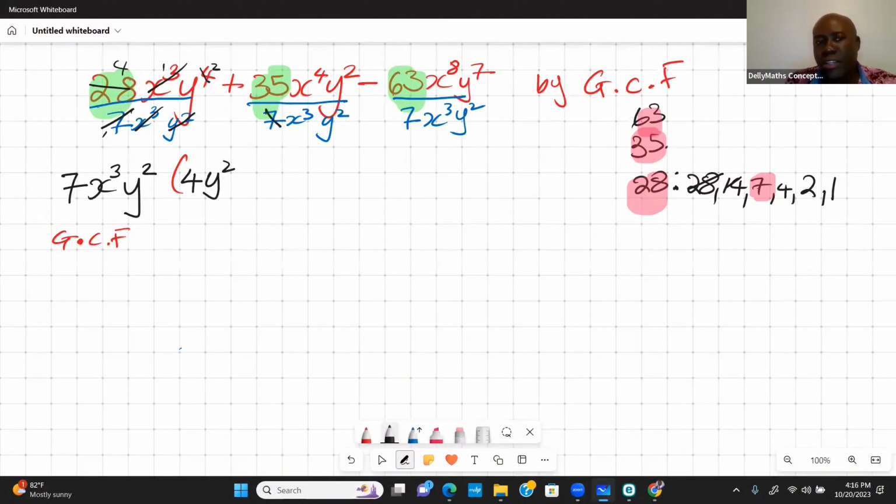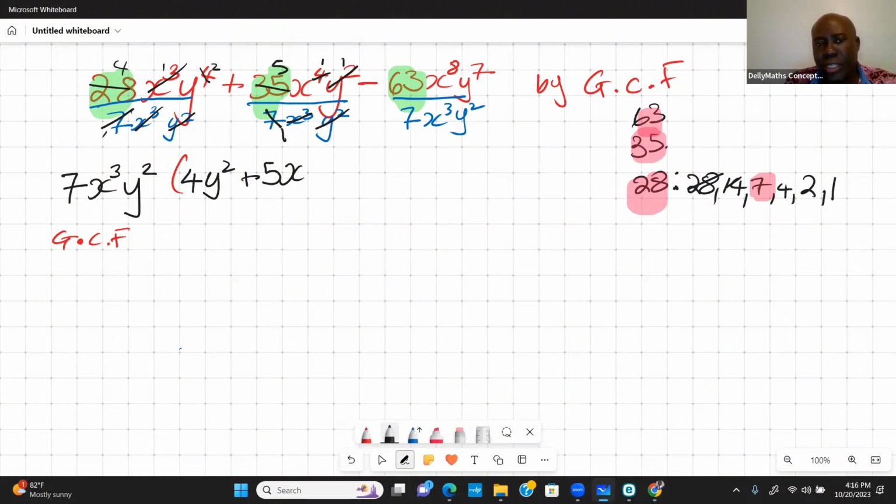Let's see what's going on here. 7 into itself, that's 1. 7 into 35 is 5, so 5 will be the number here. Let's take a look at the letter x. X to the third into x to the fourth: when you divide, you subtract powers. So 4 minus 3 leaves 1. So this is x to the 1, which is the same as just x. Now take a look at the y. This is y to the second divided by y to the second, and anything divided by itself gives you 1. So 1 times 5x is still 5x.